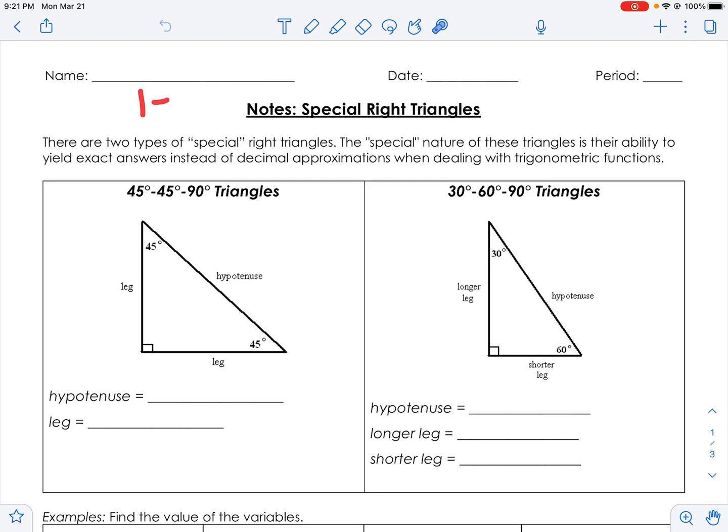So remember, a ratio is just a fraction, so it'd be like 1 to 2. And then what you do is you follow that pattern. So let's just say that the ratio was 1 to 2. Well, then if you had 3, it would be 3 to 6. Or if you had 5, it would be 5 to 10. And so these special right triangles follow that ratio pattern.